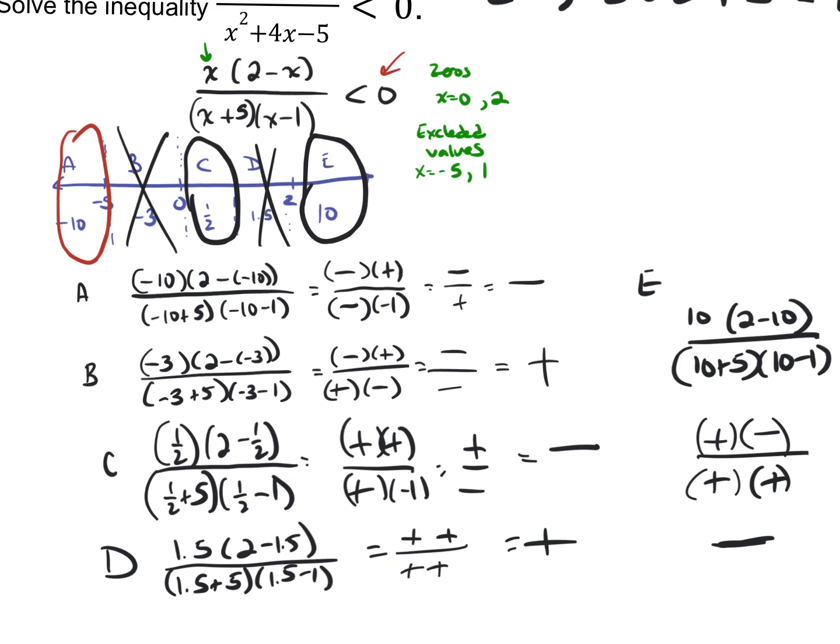So we have three regions in our answer. Now the nice thing is there's no equals to, so it's all going to be parentheses. So negative infinity to negative 5, union 0 to 1, union 2 to infinity. Now, if you did have the equal to, remember, you could put a bracket on any 0, just never put one on an excluded value.